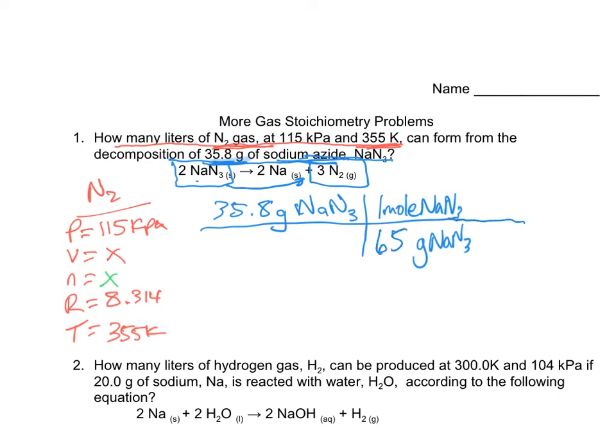Okay, so now I want to change that to nitrogen. How do I change from one thing to the next? We're going to look at the coefficients. For every 2 NaN3, hopefully you remember this from the stoich unit, we're going to have 3 moles of N2.